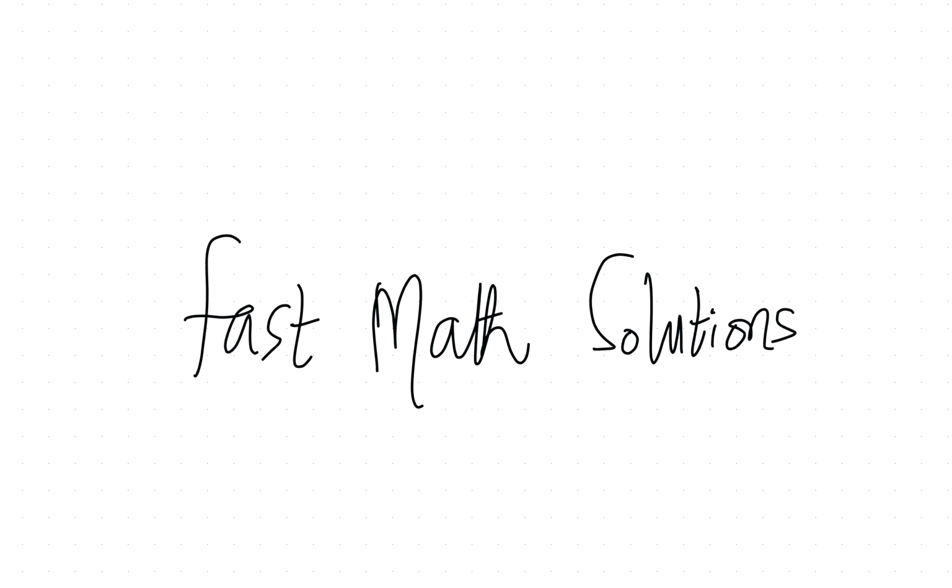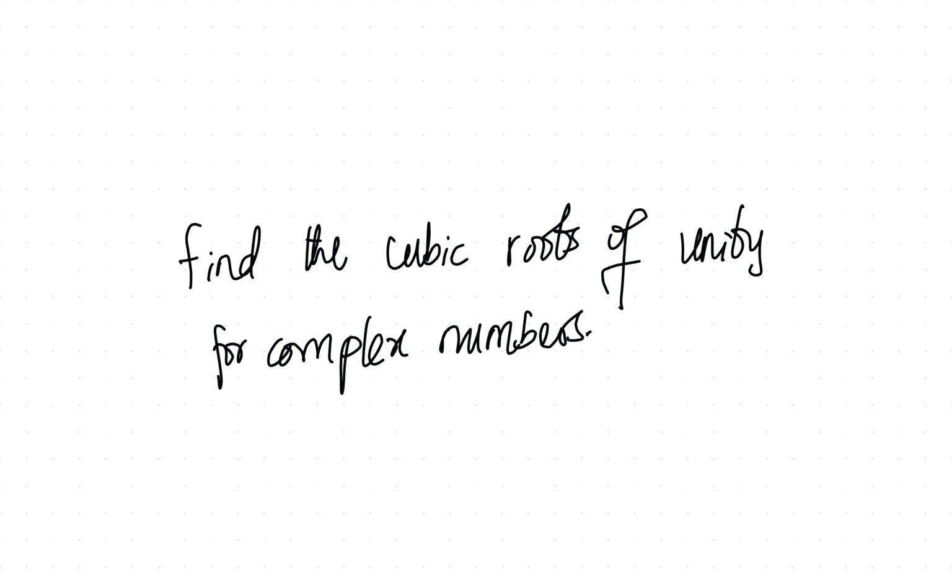In this video, our focus is going to shift to this. Find the cubic roots of unity. Of course, unity is 1. Cubic roots is something raised by 1 over 3, right? For complex numbers. So find the cubic roots of unity for complex numbers. Let's see how we go about that.